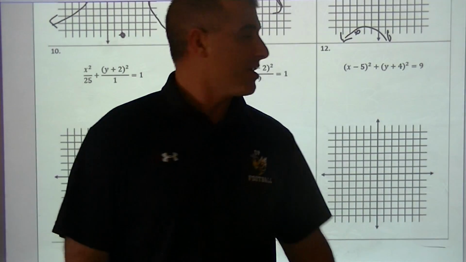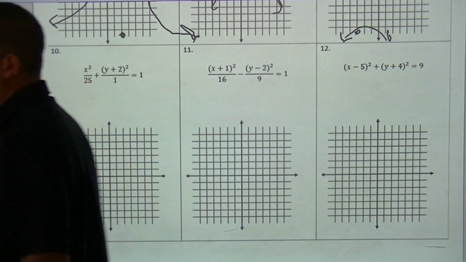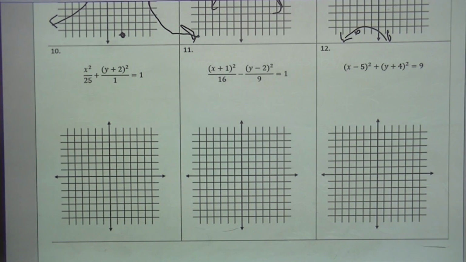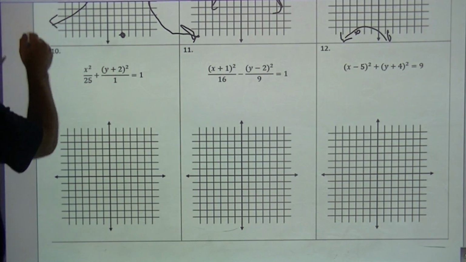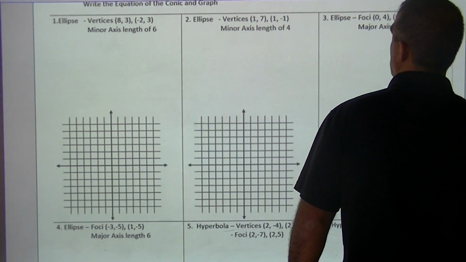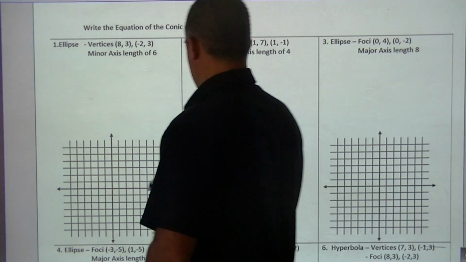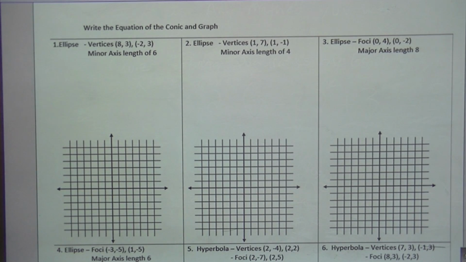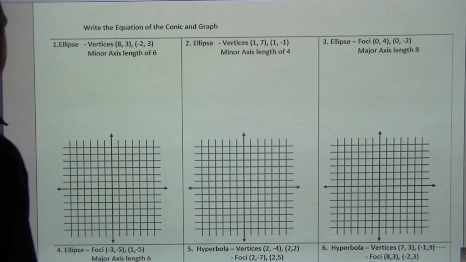Okay, now we're going to go on to the clues part of the practice. Like I said, we're going to come back to, you can do that on your own. All right, so what you're going to do, it tells you the ellipse, write the equation and graph the conic.